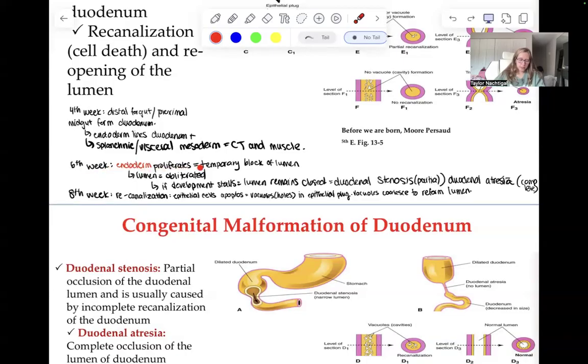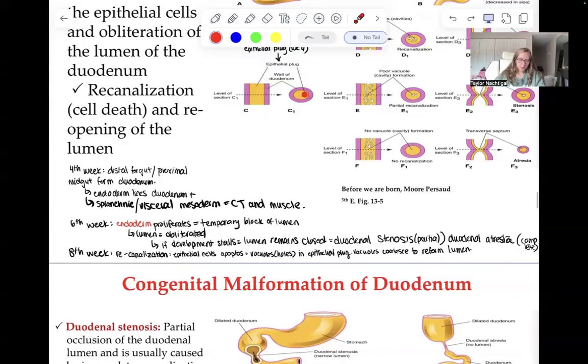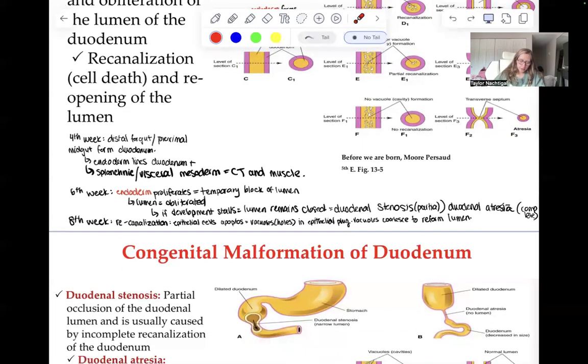At week 6, the endoderm proliferates and blocks the lumen, which is this epithelial plug. The lumen is obliterated. There's no hole or passageway through the tube anymore. If development stalls at this point, the lumen is going to remain closed, which is going to give a duodenal stenosis, which can be partial, or a duodenal atresia, which is a complete blockage. By week 8, this tube should recanalize, epithelial cells die off, apoptosis. We get vacuoles or holes in the epithelial plug that coalesce to reform the lumen.